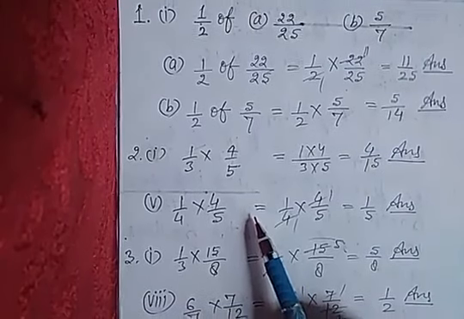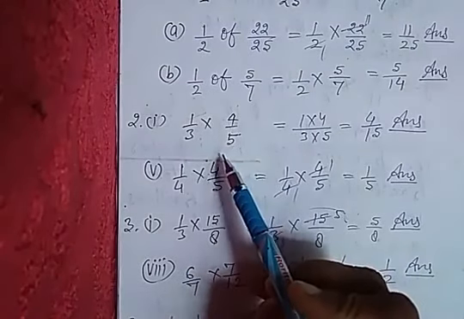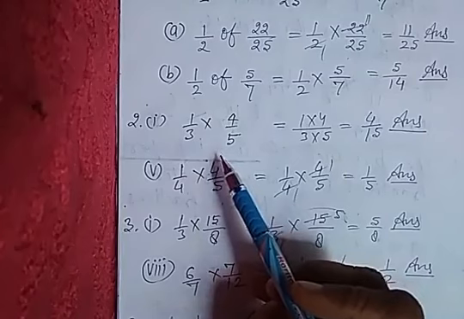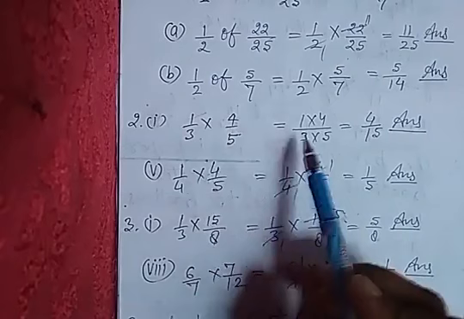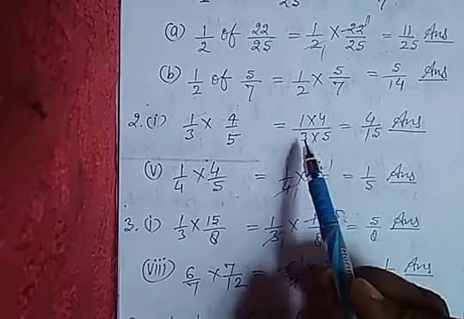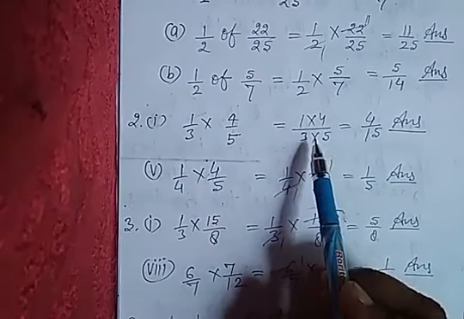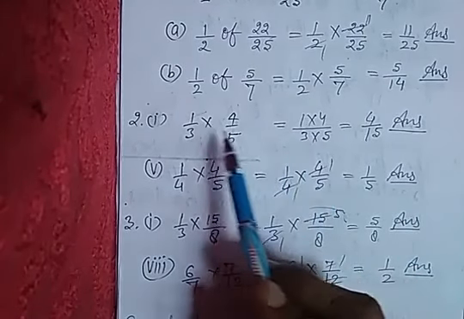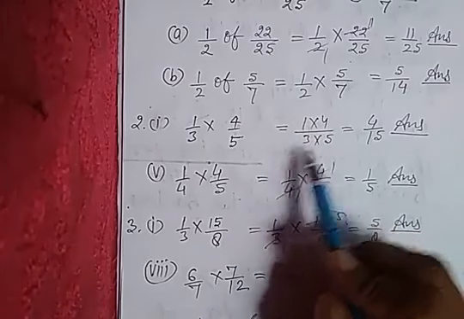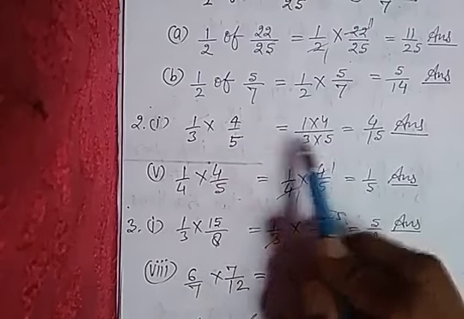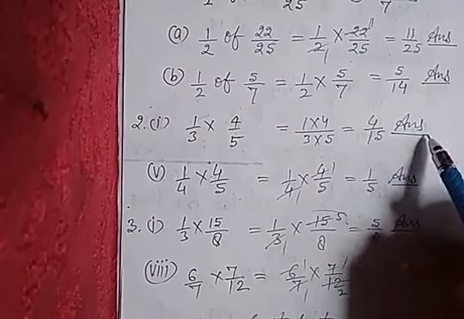Now second question, first part: 1/3 × 4/5. In this question we have to find the product, and also in simplest form. 1/3 × 4/5 is equal to (1×4)/(3×5). We have used the rule: product of numerators upon product of denominators. So 1×4 is 4, 3×5 is 15, 4/15. This is the answer.